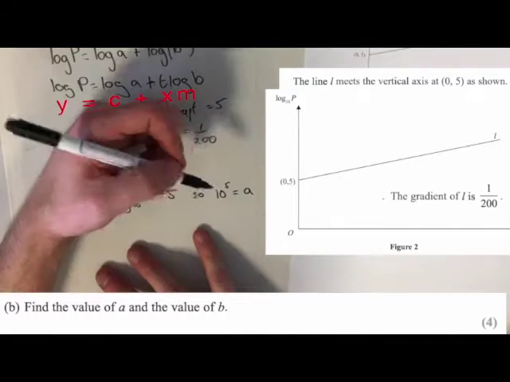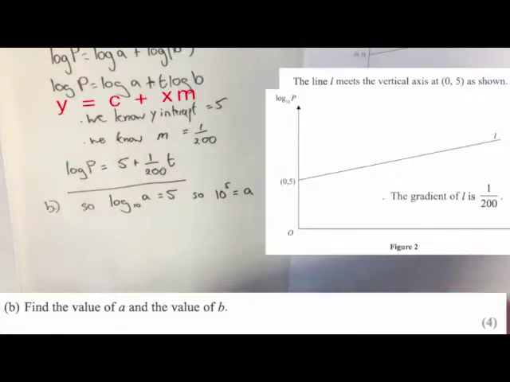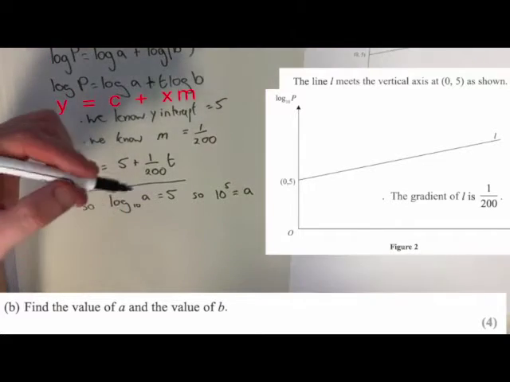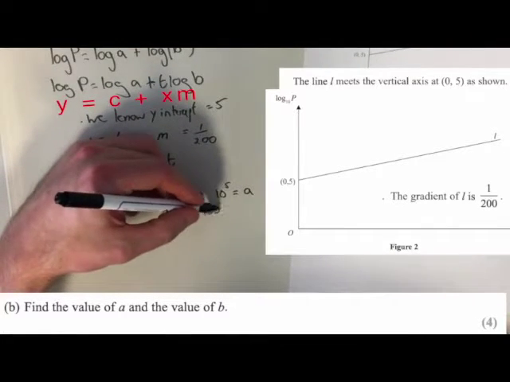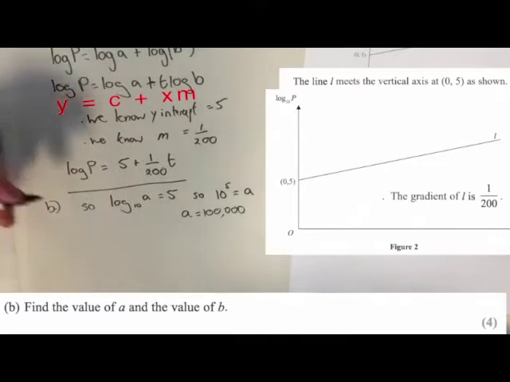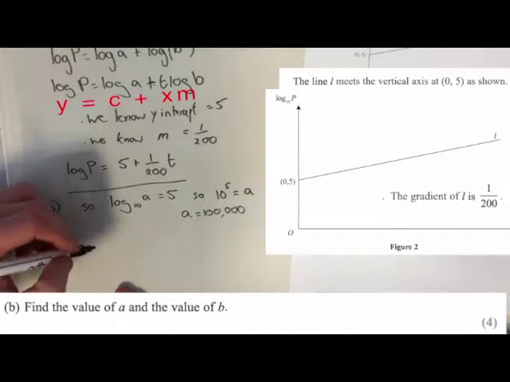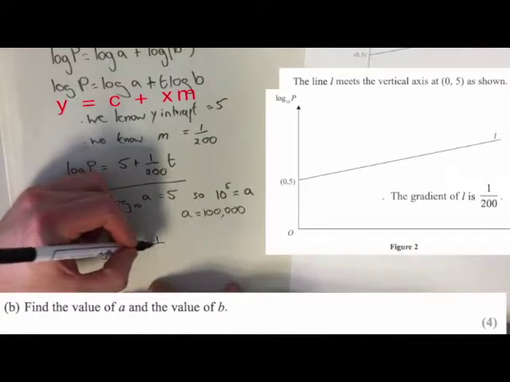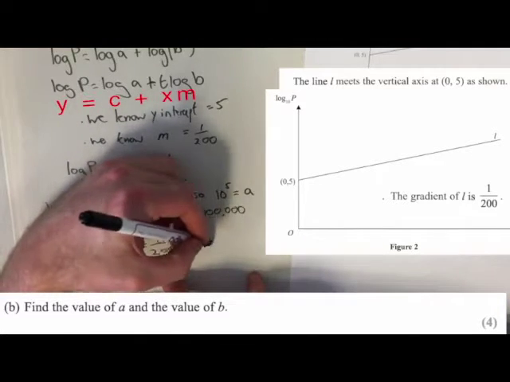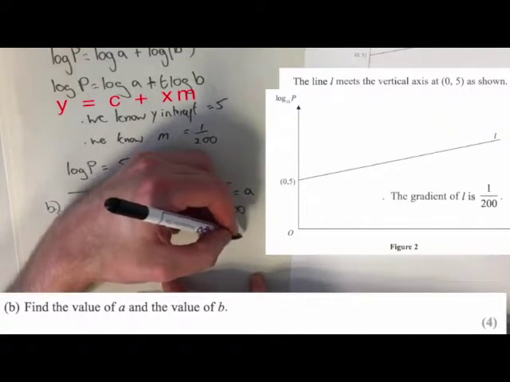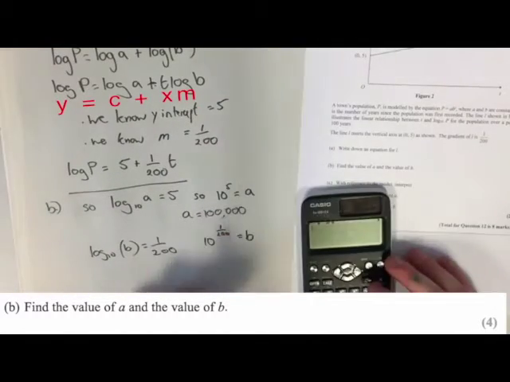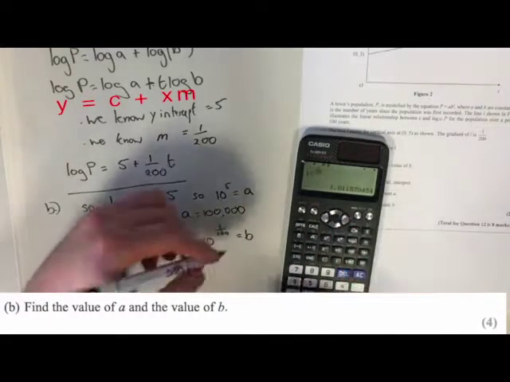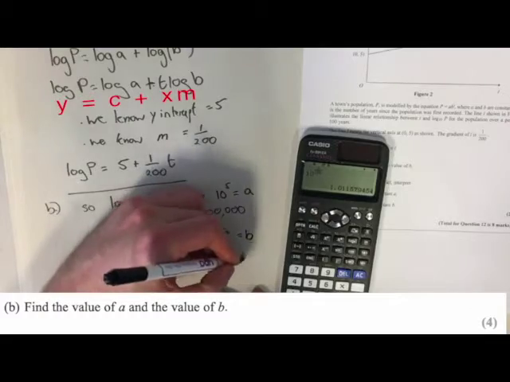So we've already established that the intercept is log a and the gradient is log b, so we're going to go from logarithmic to exponential form to solve those. So it's 10 to the power 5 equals a, so a is 100,000, and we can do the same for our gradient as well. So log to the base 10 of b is equal to 1 over 200. So 10 to the power 1 over 200 is equal to b. Which gives us a value of about 1.011.